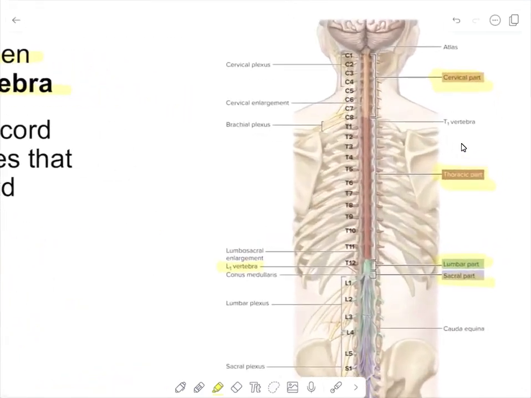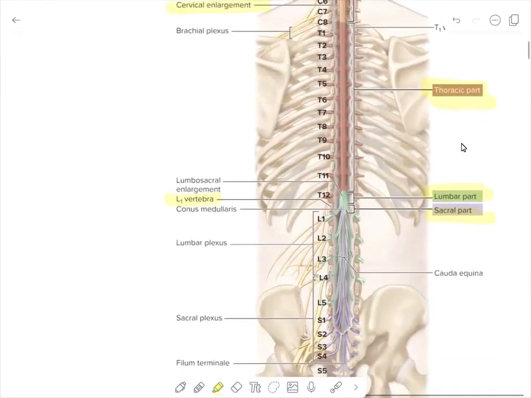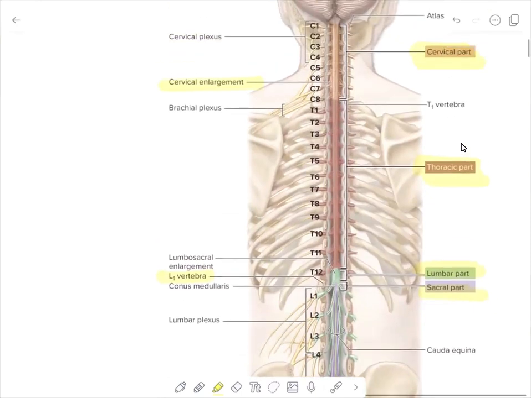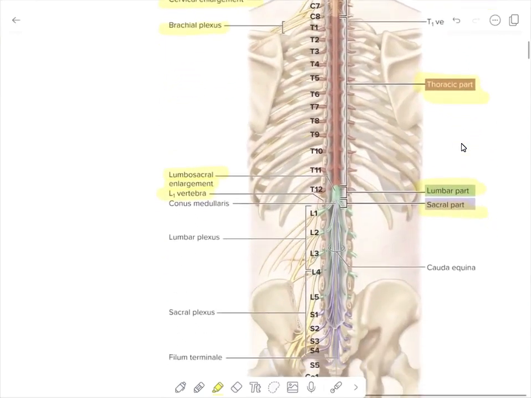Notice there are specific enlargements of the spinal cord called the cervical enlargement. There's also another enlargement in the lumbar region, the lumbosacral enlargement, and there are some plexuses. There's a cervical plexus, a brachial plexus, where important spinal nerves enter and exit the spinal cord. There is also a lumbar plexus and a sacral plexus. The conus medullaris is the point at which the spinal cord actually ends at L1.